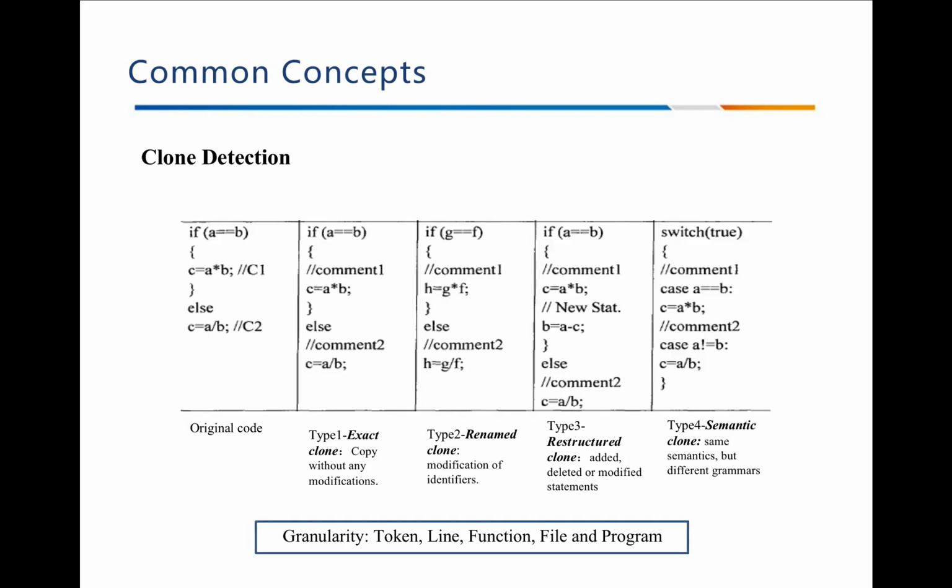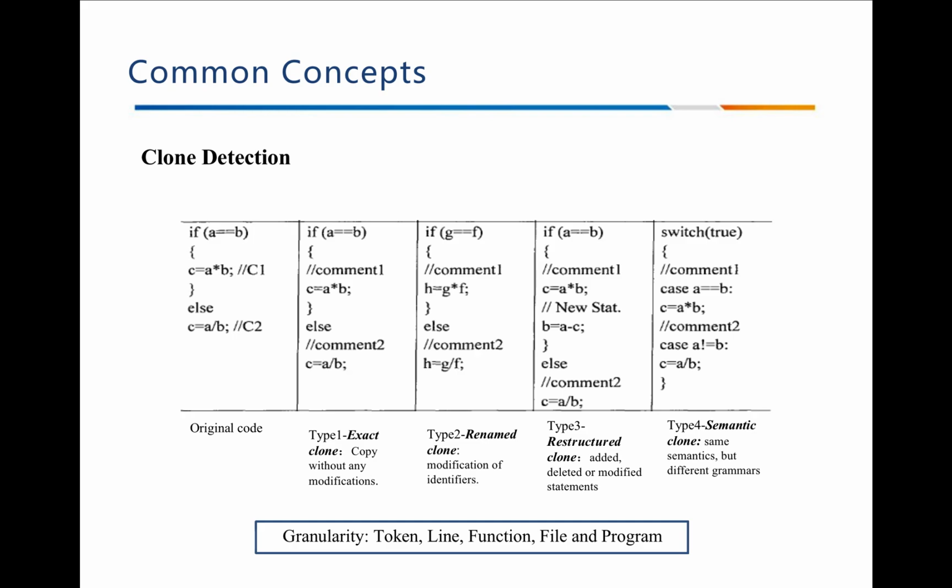Then I will introduce some common concepts used in our paper. Code clone detection is mainly divided into 4 levels, namely exact clone, renamed clone, restructured clone, and semantic clone. The specific examples are shown in the figure. Exact clone is copied without any changes. Renamed clone will modify the identifier, variable name, or function name. Restructured clone will add or delete some lines of code, and semantic clone just has the same semantics but different grammars.